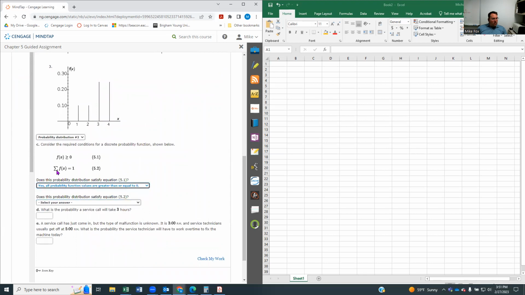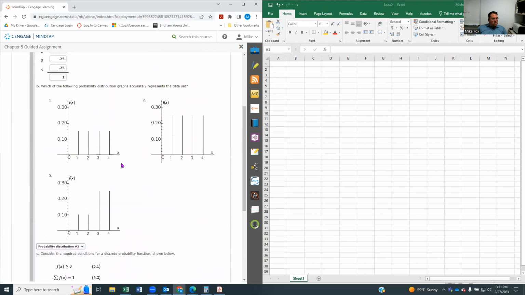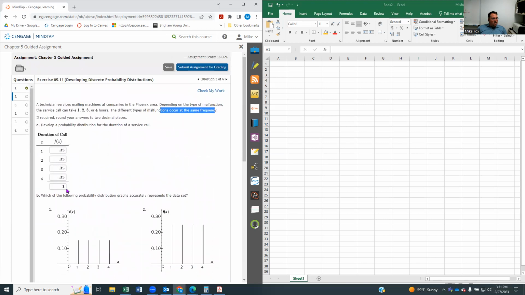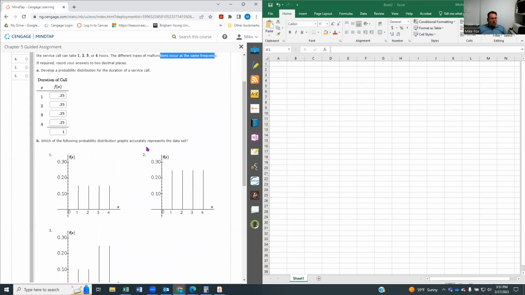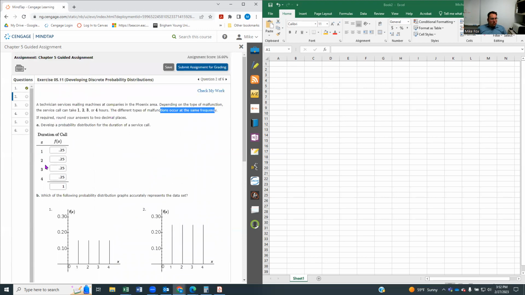And then the second one is that the sum of the functions has to add up to 1. And indeed they do. So we're going to say yes, the sum of all the probability functions equals 1. And that's because if we know all of the possible things that can happen, then the probability of each of those happening has to add up to 100%, right? Something's going to happen. We just don't know exactly which. In this case, we know that when we go to make a visit, it's going to be 1 hour, 2 hours, 3 hours, or 4 hours. So the probability that it is 1, 2, 3, or 4 hours adds up to 100%.